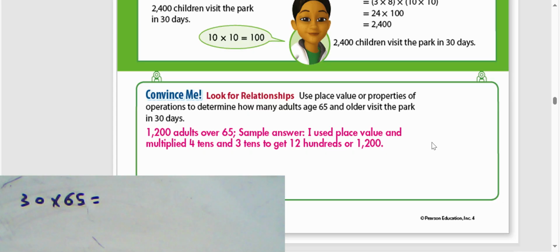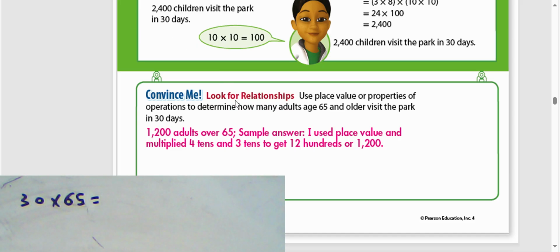Use place value properties and operations to determine how many adults age 65 and over visit the park in 30 days. The result will be 1200 adults over 65. You can use this value and multiply 4 tens and 3 tens to get 12. Then the result will be 1200.